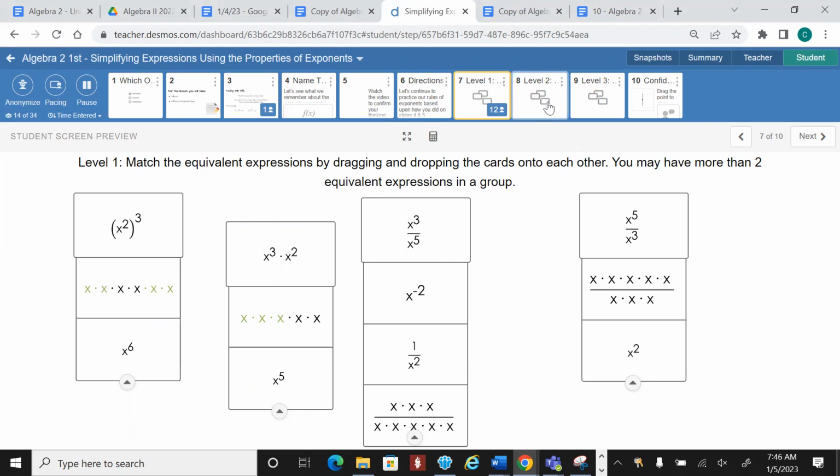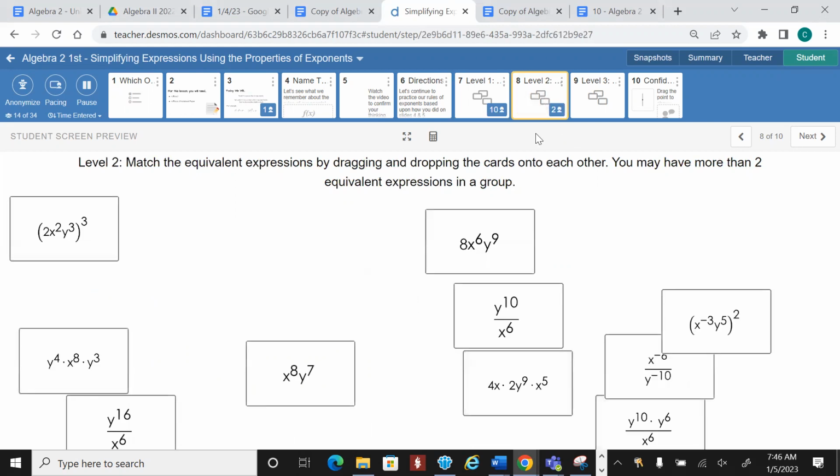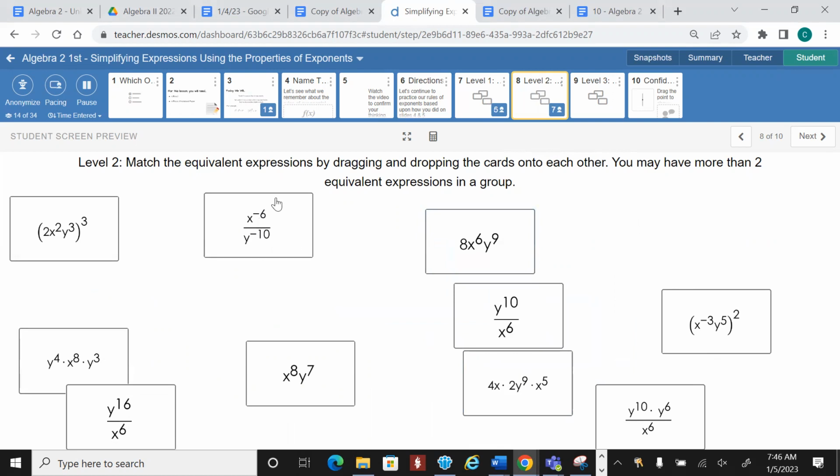Okay, let's go ahead and look at the level 2 questions because these are a little bit trickier. Remember how I said that you have to have the same base in order to combine things? That's going to come up in here.